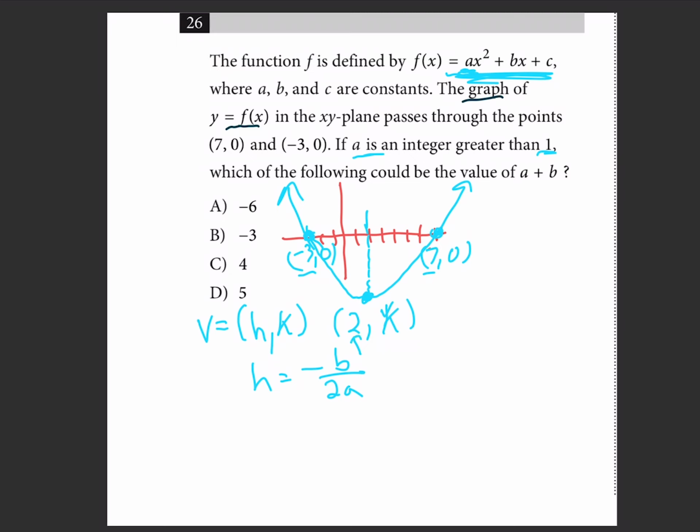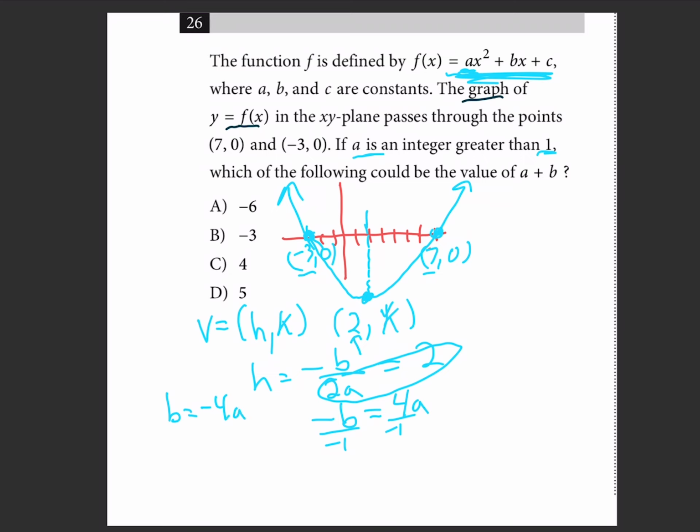So if negative b over 2a ended up getting me a 2 for the vertex x-coordinate, that means that if I cross-multiply this, 2a times 2, that negative b equals 4a. Dividing by negative 1, now I know what b is. So we put it here, b equals negative 4a.